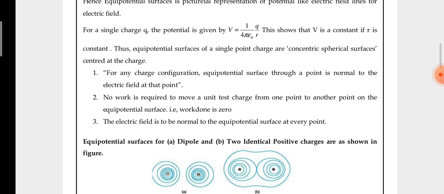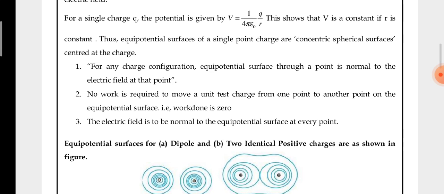Related to these equipotential surfaces, some points are given: 1, 2, 3. For any charge configuration, the equipotential surface through a point is normal to the electric field at that point. That means at any point, if you choose an equipotential surface and draw the electric field there, the electric field line direction is normal to the equipotential surface.